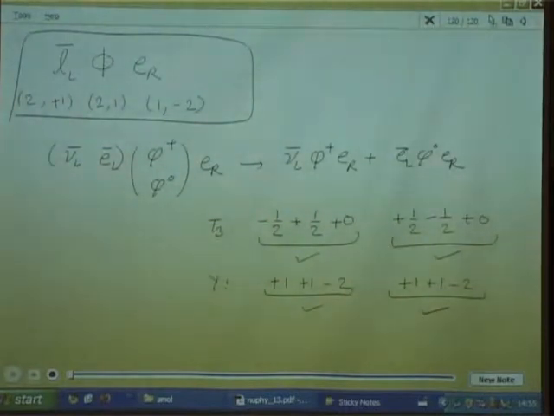So this is like adding two spin-half particles. If you add two spin-half particles, you will get a spin 1 particle and a spin 0 particle. The spin 0 particle is what we got here: mu L bar phi plus EL bar phi 0. Don't take it too seriously, but it's enough as a rule of thumb. Using these two, you can also write a spin 1 particle.